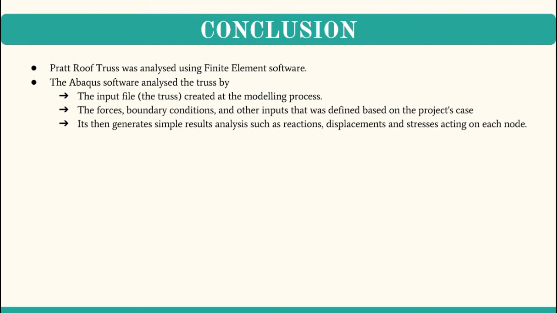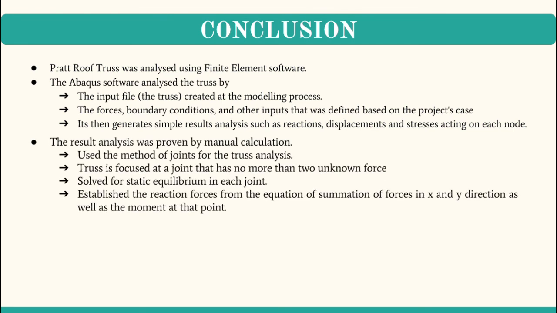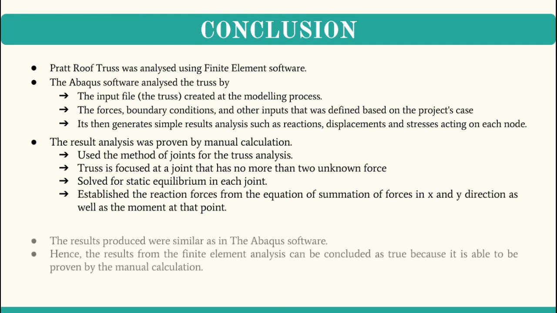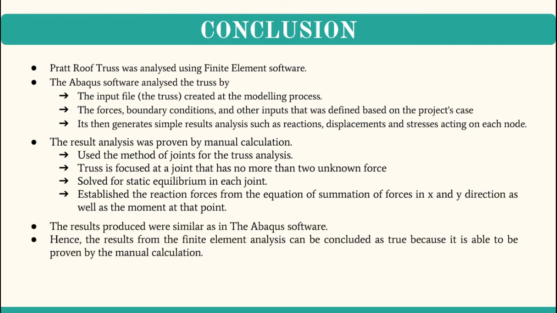Furthermore, the results obtained from Abaqus are then proven through a hand calculation. The method of joints was used and we are able to establish the reaction forces and the moment at the point. The final solution of the hand calculation gives a similar value to the software. Hence, we are able to validate that the result from the software is true because we are able to prove it through the hand calculation.